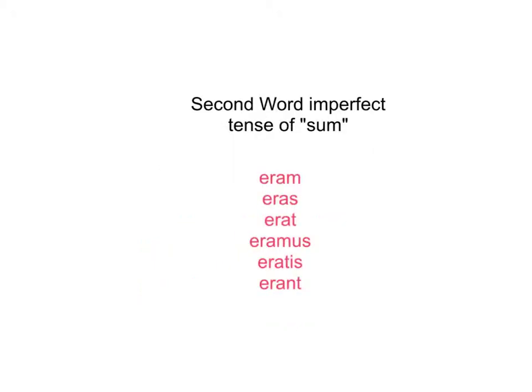The second word of our periphrastic form for pluperfect passives is the imperfect tense of sum. For the perfects, we use the present tense of sum, but for the pluperfect passives, we use the imperfect tense. So we're going to have eram, eras, erat, eramus, eratis, erant.